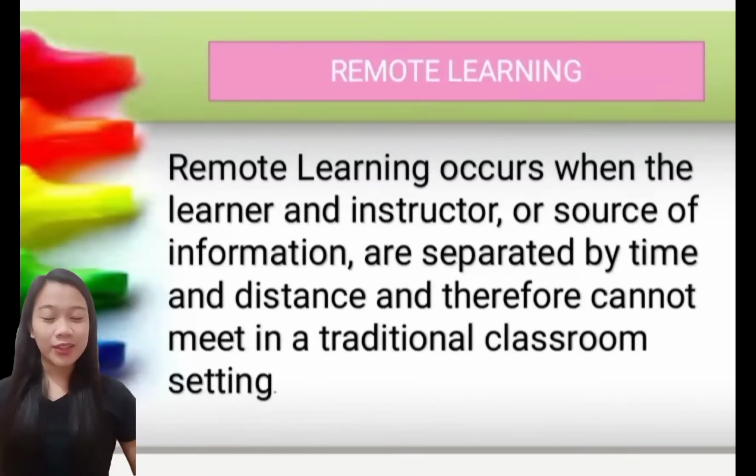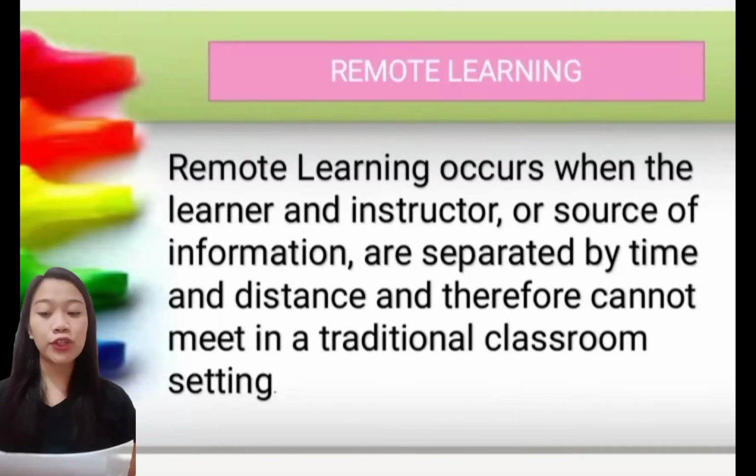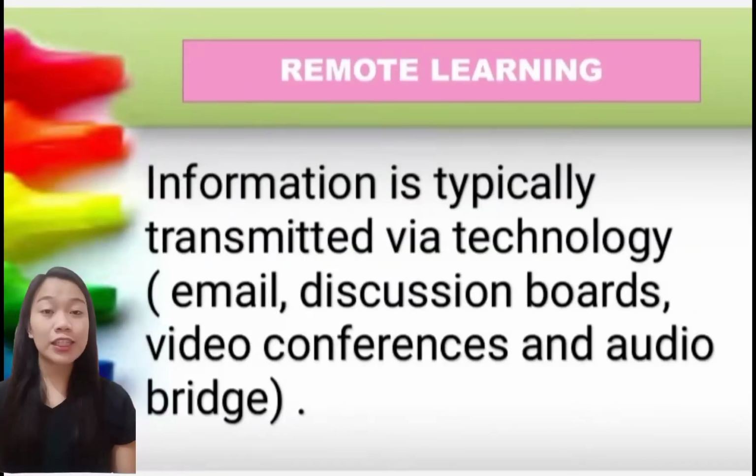What is remote learning? Remote learning occurs when the learner and instructor or sources of information are separated by time and distance and therefore cannot meet in a traditional classroom setting. Information is typically transmitted via technology. Examples are email, discussion boards, video conference, and audio bridge. So no physical presence in the classroom is required. Otherwise, it would be hybrid or blended learning. Remote learning can occur synchronously and asynchronously, also referred to as distance education, virtual instruction, or remote training.